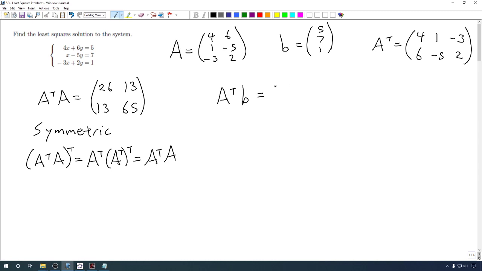So, probably be taking advantage of that. That's a little bit of a side note. We don't really need to be talking about that right now. But okay, now we want to take A transpose times B.